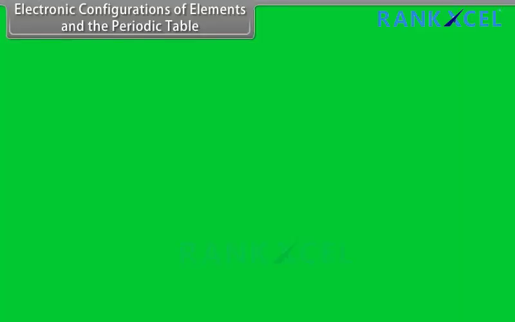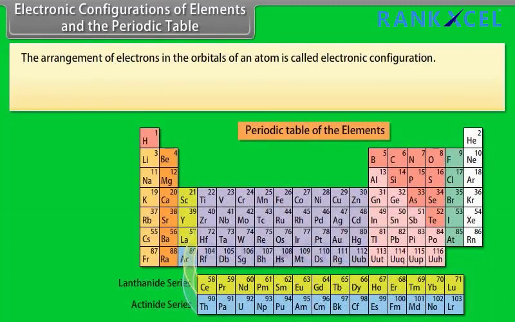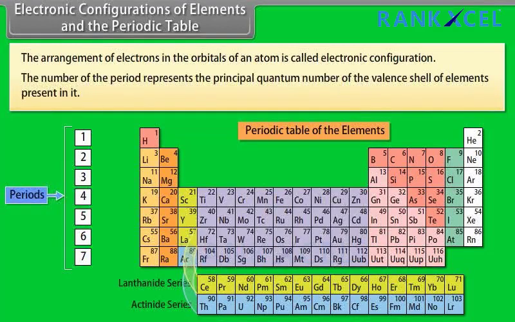Electronic configurations of elements and the periodic table. The arrangement of electrons in the orbitals of an atom is called electronic configuration. The number of the period represents the principal quantum number of the valency shell of elements present in it.